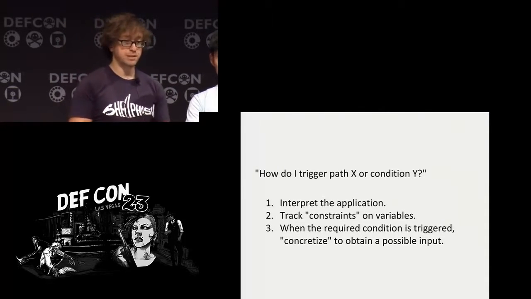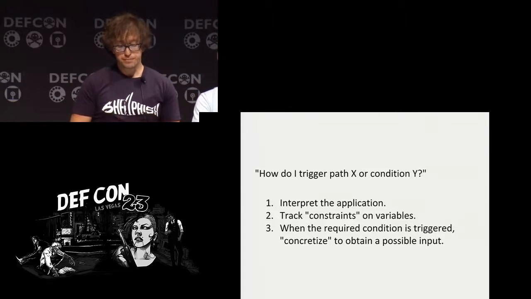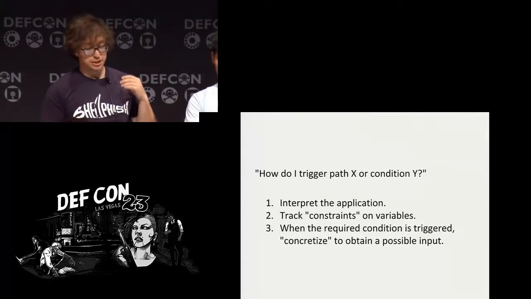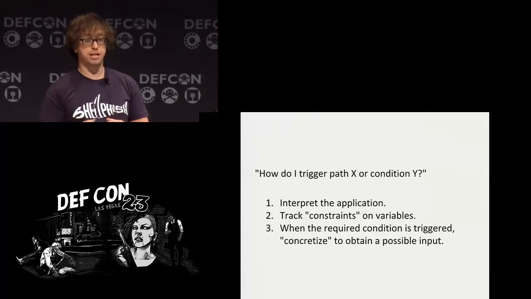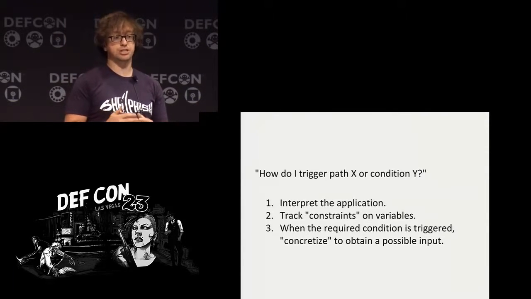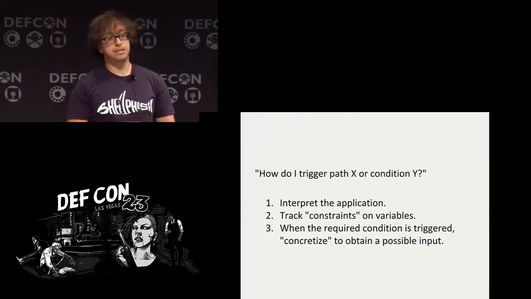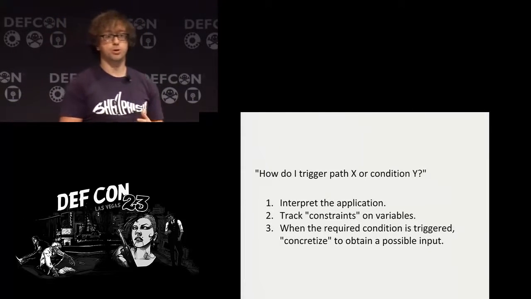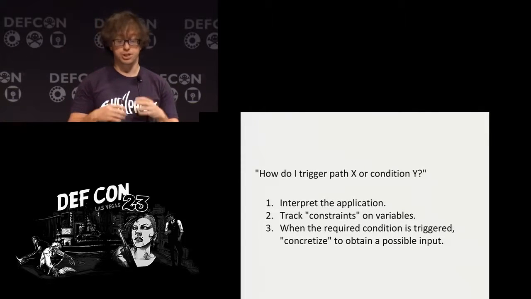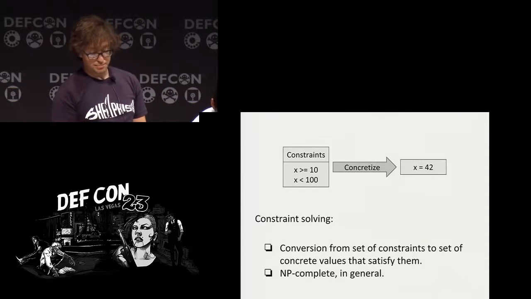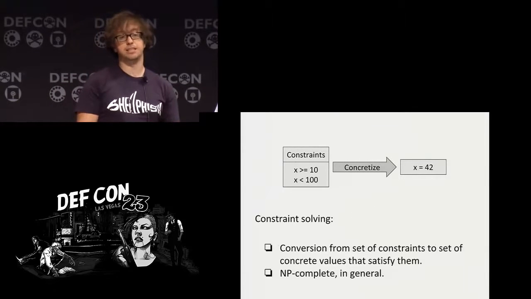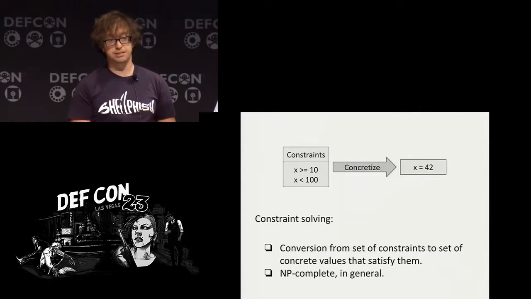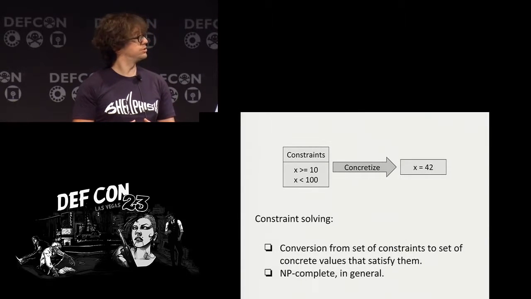Well, in symbolic execution, we interpret an application. As we interpret it, we track constraints on symbolic variables. And when a required condition is triggered, when we see a path that we like, we concretize the variables to identify a possible concrete input. Let's do a quick example of concretization. If you have constraints on a symbolic variable x, and you say x is greater than 10, and x is less than 100, then you can do a constraint solve.